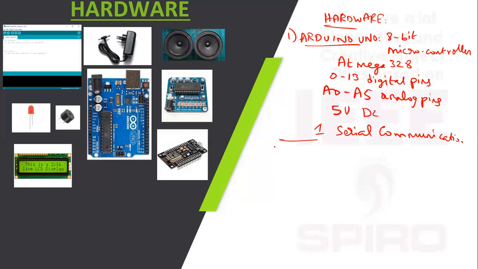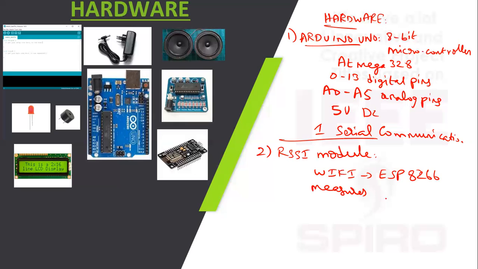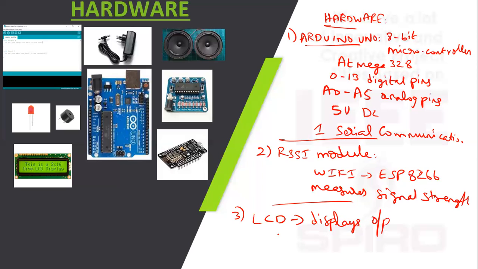So this is the Arduino Uno controller, and here we use the RSSI module, that is the Wi-Fi module, model number ESP8266. Using this device we measure signal strength. The third one is the LCD, which displays output. It has 16 columns and 2 rows.